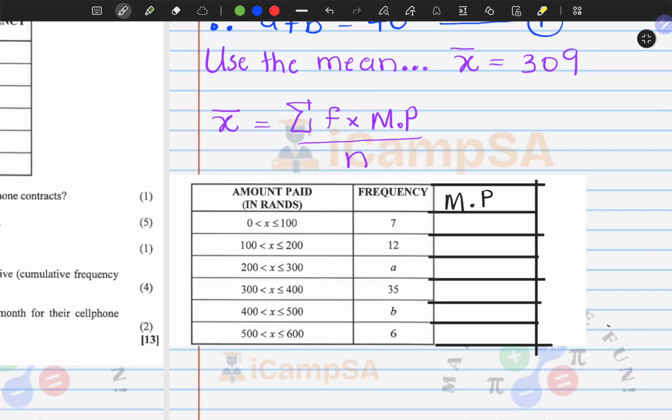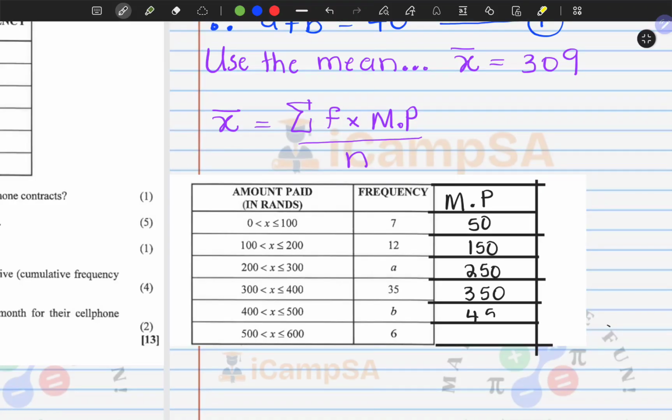So I'm looking at MP, and remember, you add this and this, and then you divide by 2. So that's going to be 50. Then we're going to have 100 plus 200 divided by 2. That's going to be 150. Then you are going to have 200 plus 300, then you divide that by 2. That's going to be 250. Then you have 300 plus 400, all of that divided by 2. That's going to be 350.